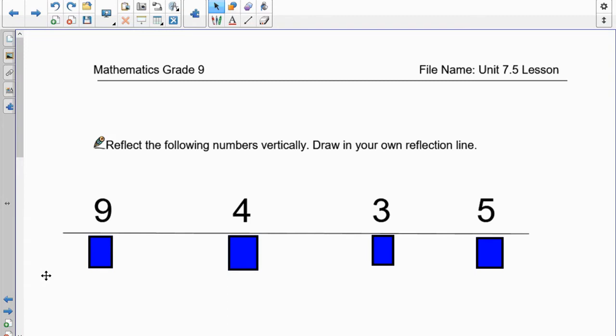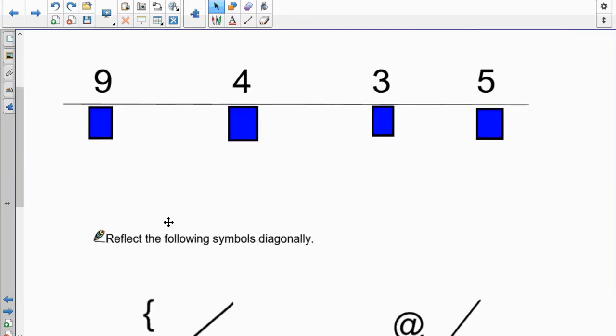Okay, those were horizontal. Now I want you to do the vertical reflections of 9, 4, 3, and 5. So pause the recording and do these vertical reflections.